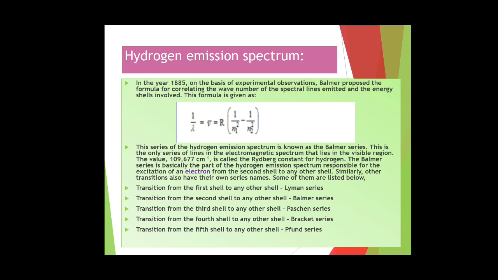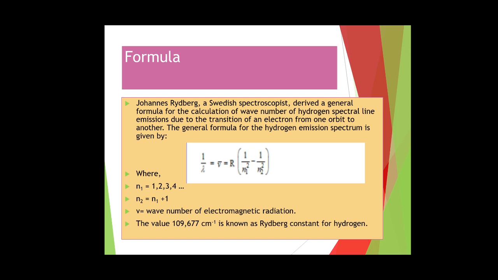The Balmer series is basically the part of the hydrogen emission spectrum responsible for the transition of the electron from the second shell to any other shell. Similarly, other transitions also have their own series names. Some of them are listed below. Transition from the first shell to any other shell, Lyman series. Transition from the second shell to any other shell, Balmer series. Transition from the third shell to any other shell, Paschen series. Transition from the fourth shell to any other shell, Brackett series. And transition from the fifth shell to any other shell, Pfund series.